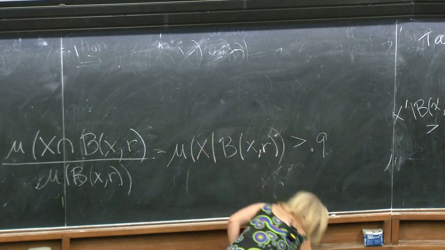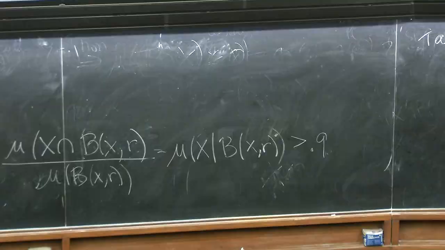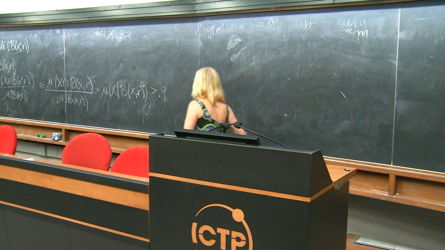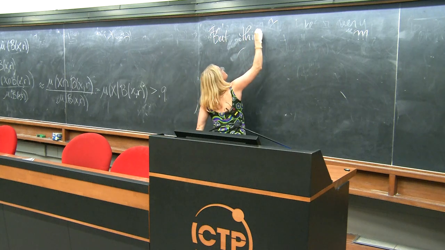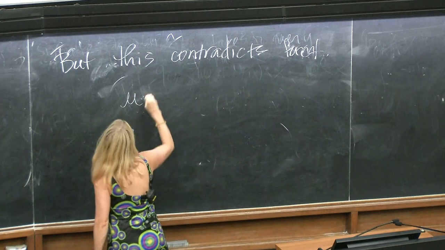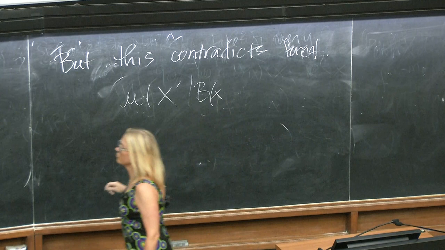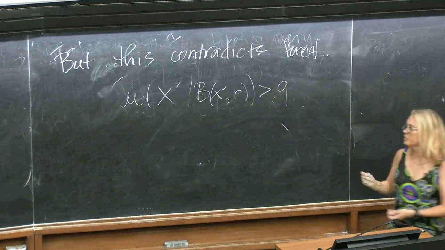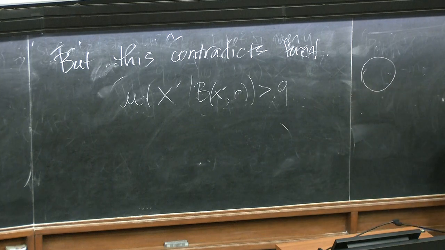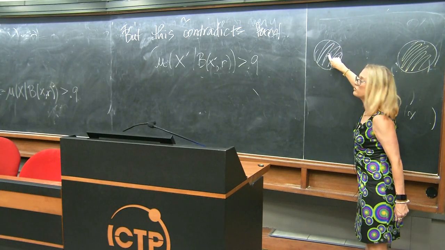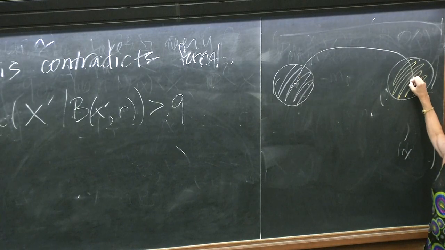But this contradicts the fact that the density of x prime, which is the complement, is also greater than 0.9. Okay, the picture proof is easier than whatever I said. I should have just stuck with the picture. I have a ball. It's mostly x. I have another ball. It's mostly x prime. Because of transitivity, I can move the center of this ball, under iteration, as close as I want to the center of this ball.